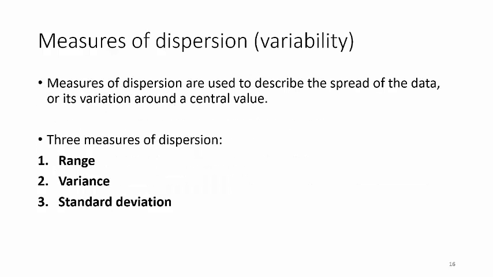While central tendency, like mean, median, and mode, tells you about the center of your observations, it says nothing about the spread of the numbers. So we need the measures of dispersion. Measures of dispersion are used to describe the spread of the data or its variation around the central value. There are 3 measures: range, variance, and standard deviation.